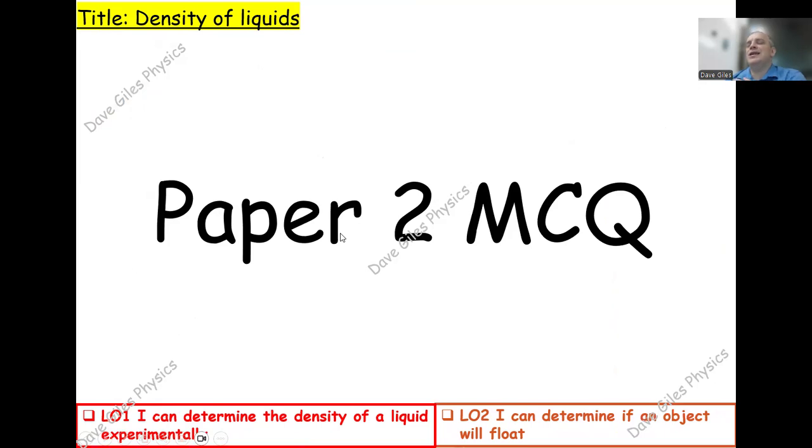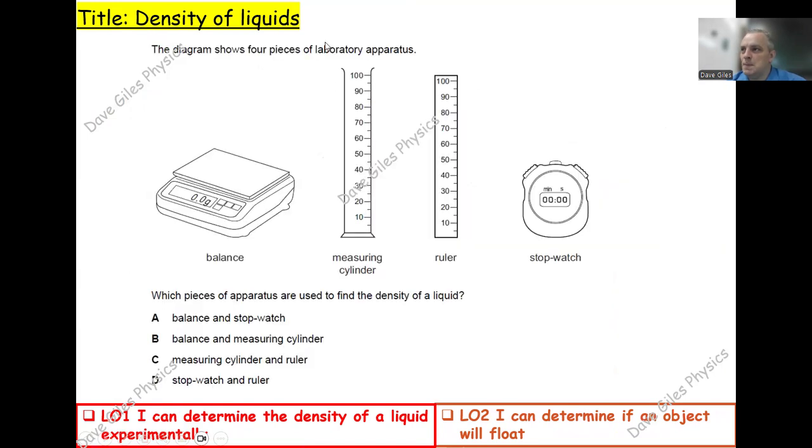Okay, so it is a fairly short lesson, like I said earlier. So now it's a series of questions. We'll have a look at some paper 2 questions. The diagram shows 4 pieces of lab apparatus. Which pieces of apparatus are used to find the density of a liquid? It's a balance and a measuring cylinder.